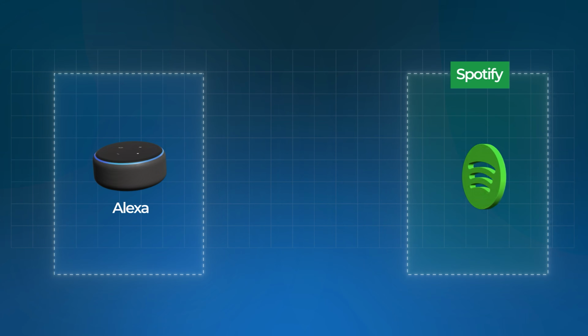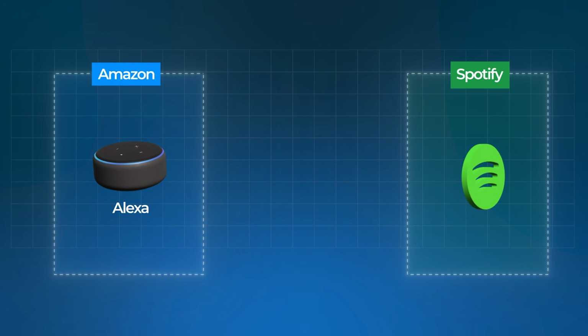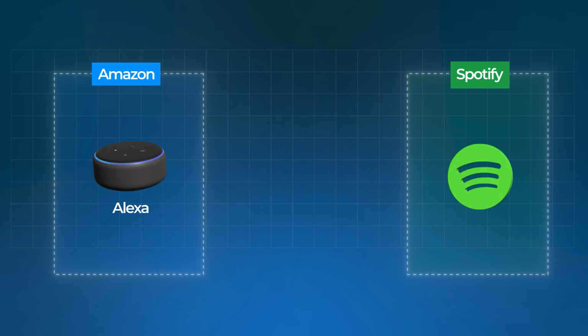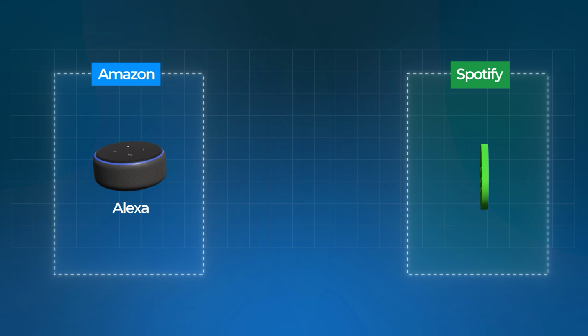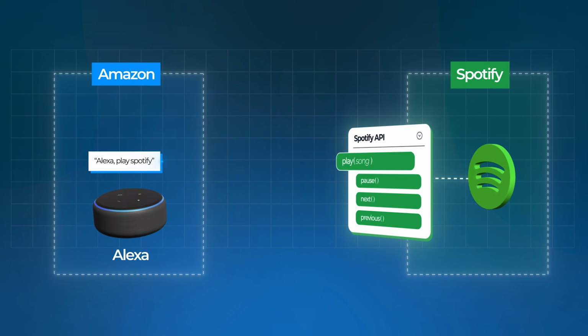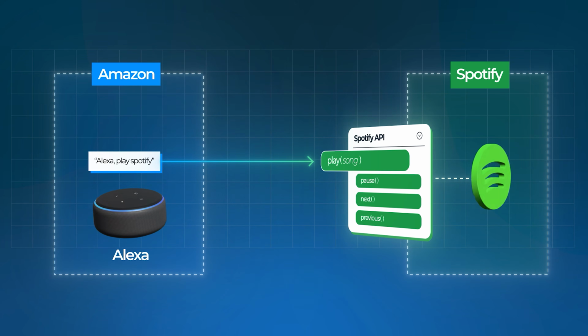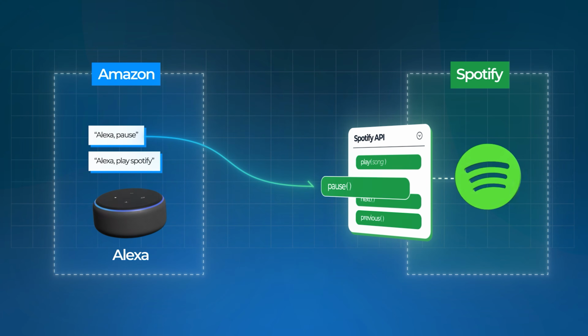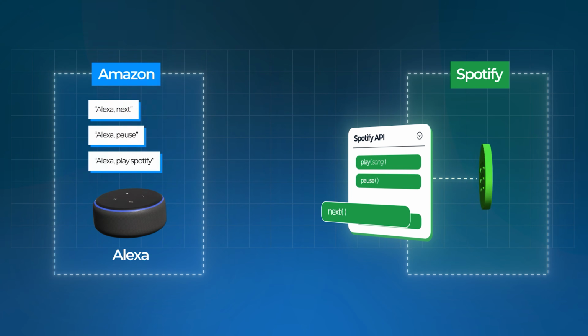So far, every component that we have mentioned is part of Spotify. But what if another company wants to interact with Spotify? What if Amazon wants to play music on one of their devices? Alexa is a completely separate application built by Amazon. It doesn't know how Spotify works internally. Instead, it interacts with Spotify using its API. So when you say, Alexa, play Spotify, Alexa triggers an API call to this Spotify function. Alexa, pause becomes this one, and Alexa, next becomes this other one. From Spotify's point of view, nothing is different. A request comes in, and it runs the action.